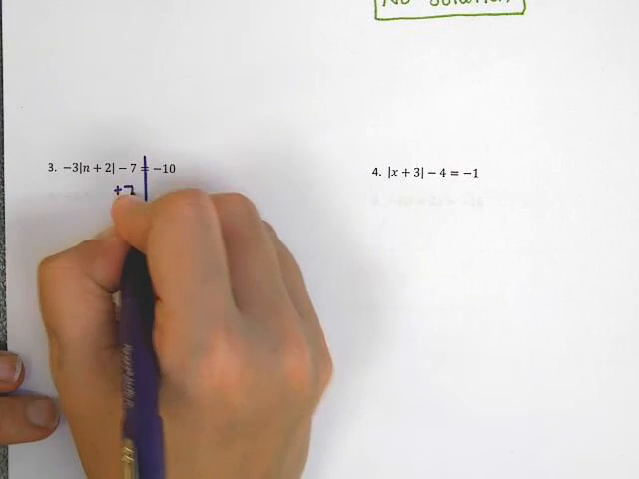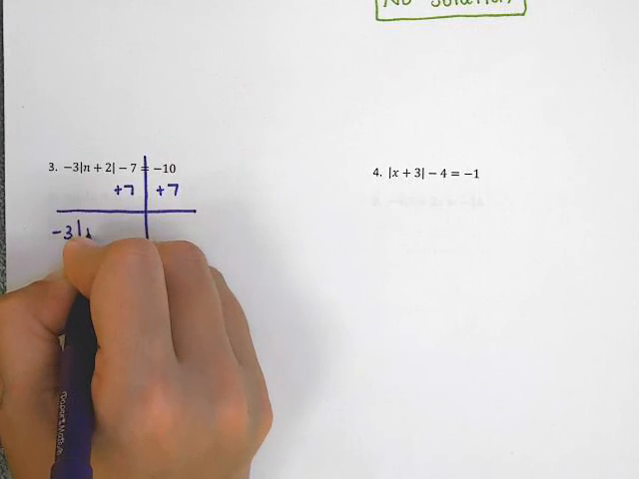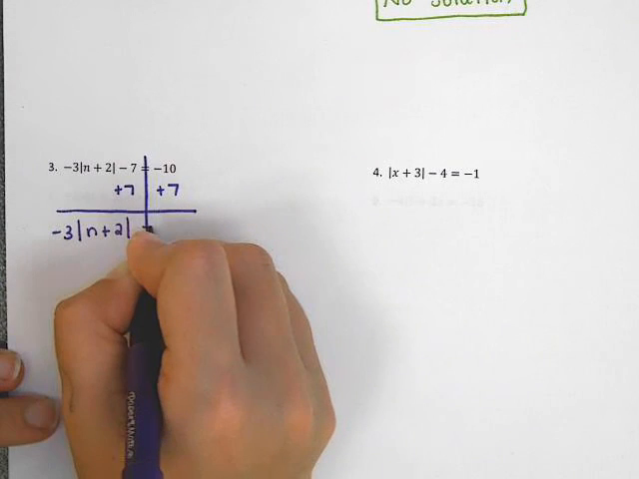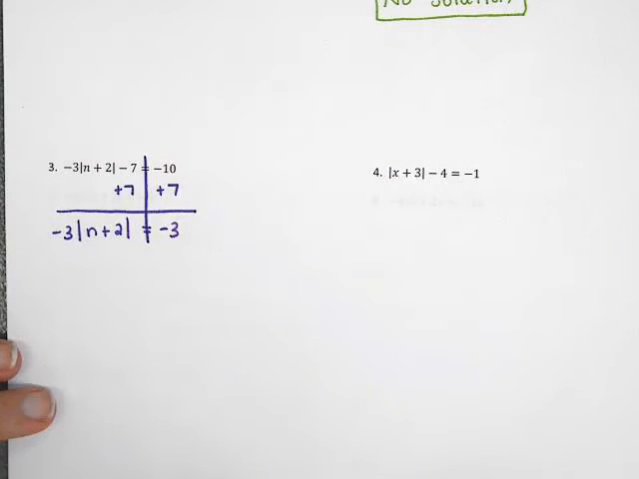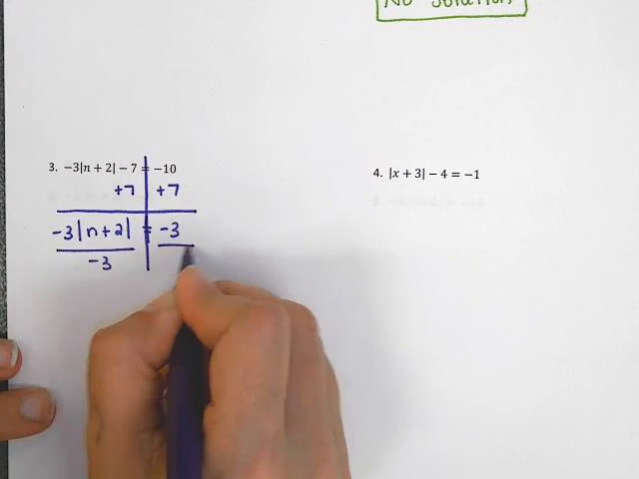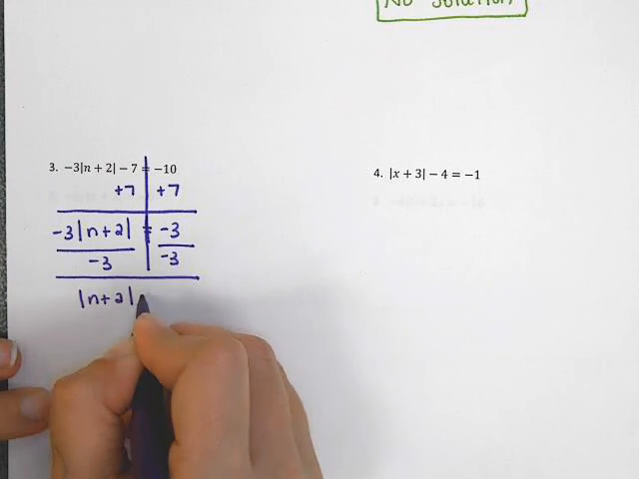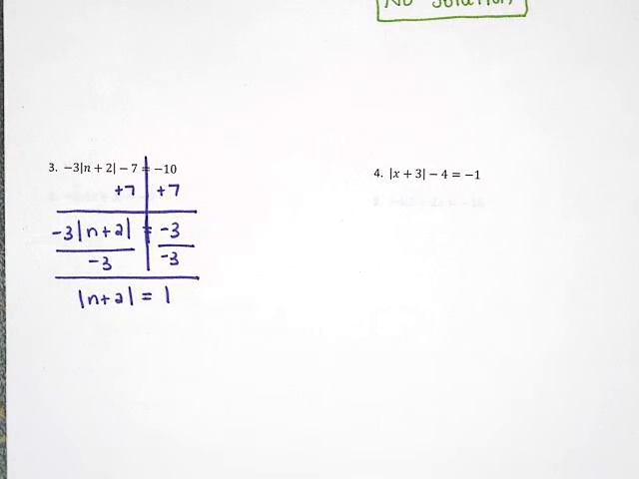I'm going to add 7 on both sides, so I get negative 3 times the absolute value of n plus 2 equals negative 3. Then, when I divide by negative 3, a negative divided by a negative makes a positive. It turns out that by rearranging the equation a little bit, we actually do end up with a positive number. So now I can break it up and make 2 separate equations.